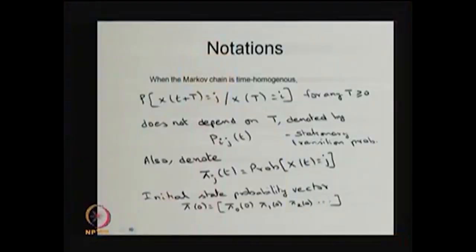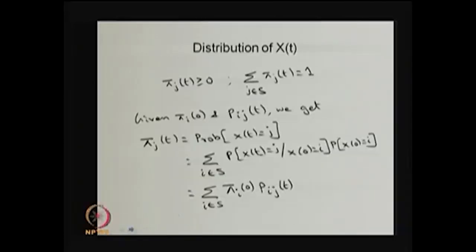So, in this we are giving three notations. One is the transition probability p i j of t, that is a conditional probability. The other one is the unconditional probability, that is pi j of t, and the initial state probability vector pi naught. Using this, I am trying to find out the distribution of X of t for any time t. For any time t, X of t will make a stochastic process. Here it is a continuous time Markov chain. The default one is a time homogeneous continuous time Markov chain, and our interest is to find out the distribution of the random variable X of t.